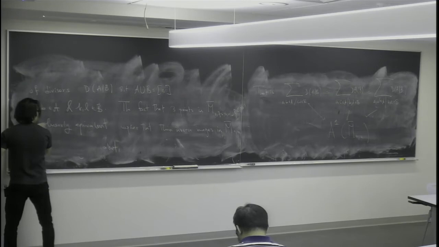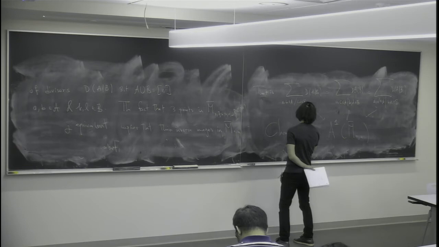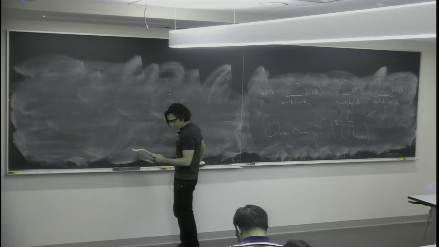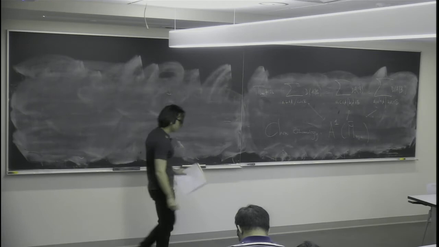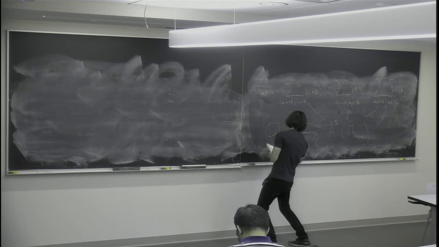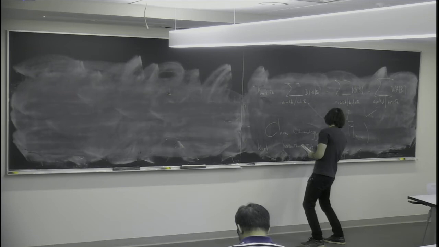Keel, is his name Sean Keel? Sean, right? Sean Keel. Keel has proved that. Keel has shown that the classes of these divisors generate the cohomology ring of the M bar 0 N.